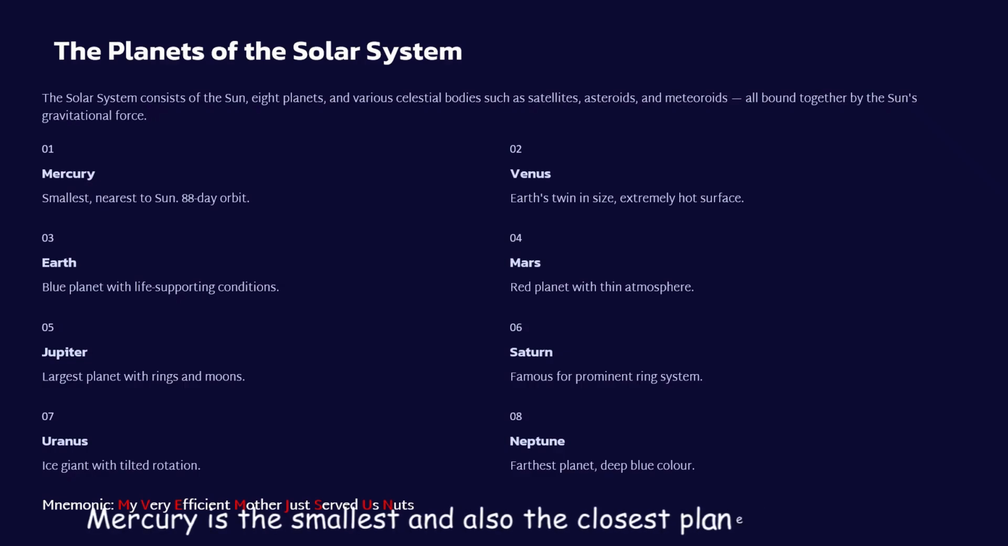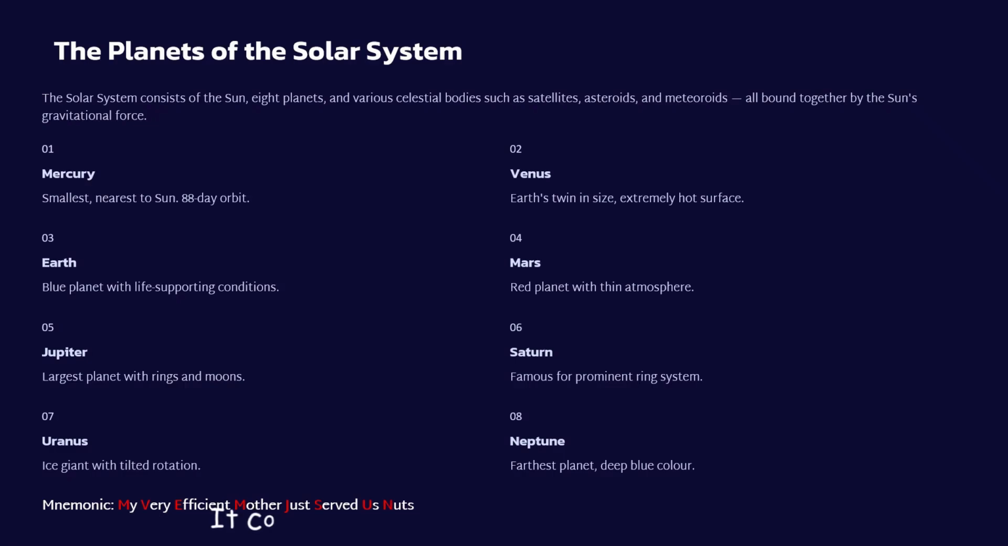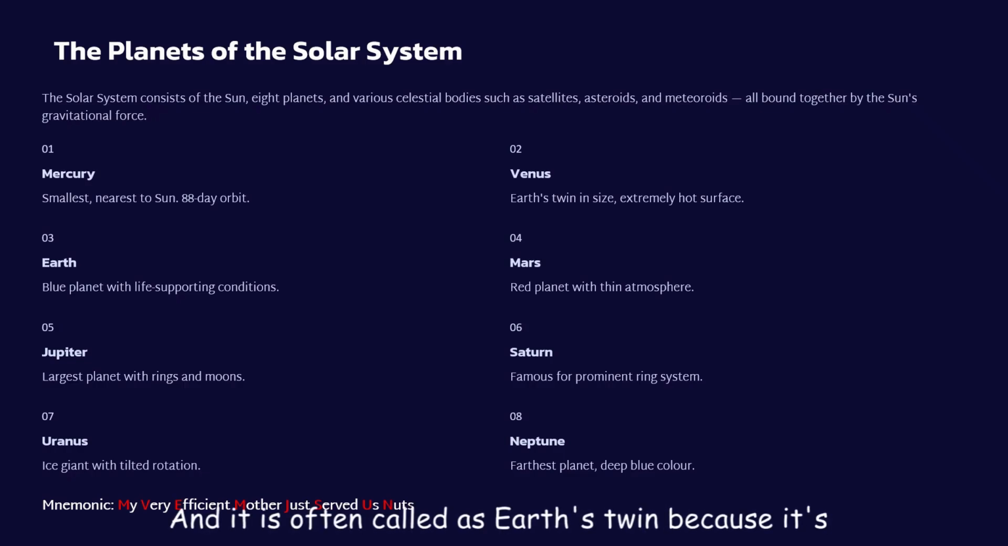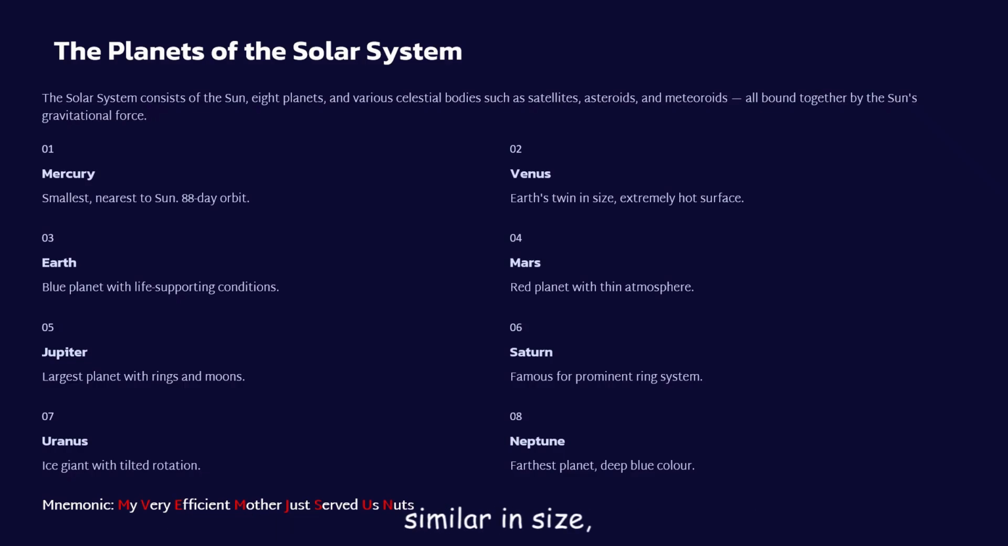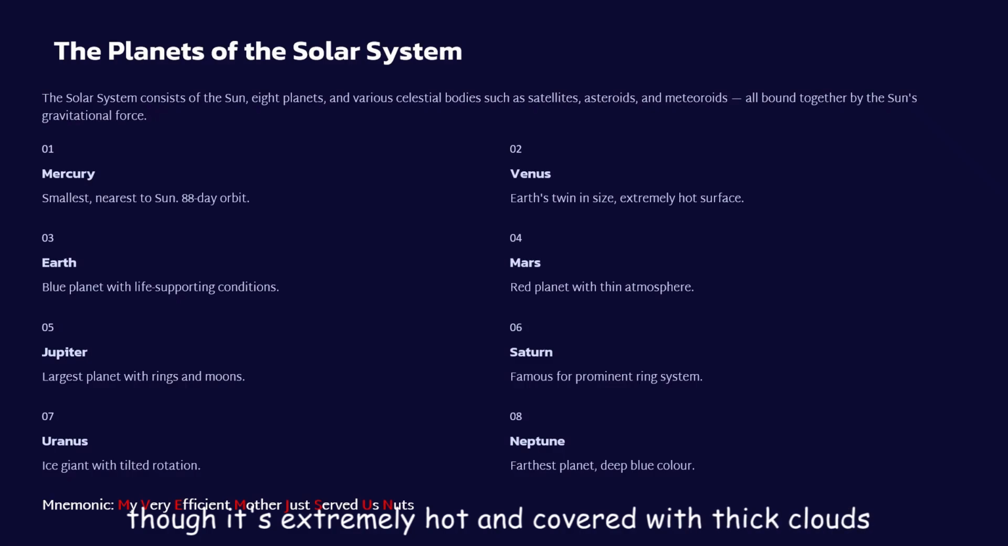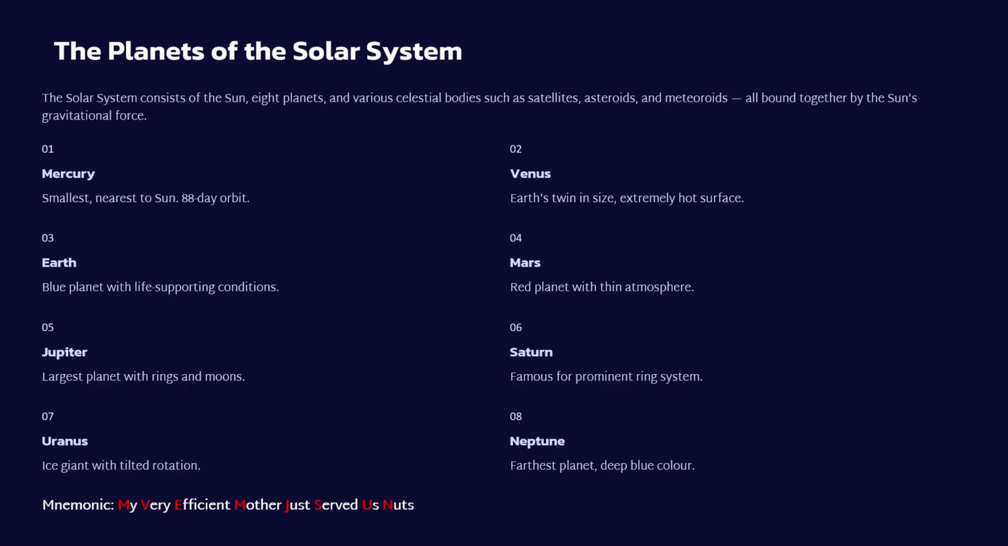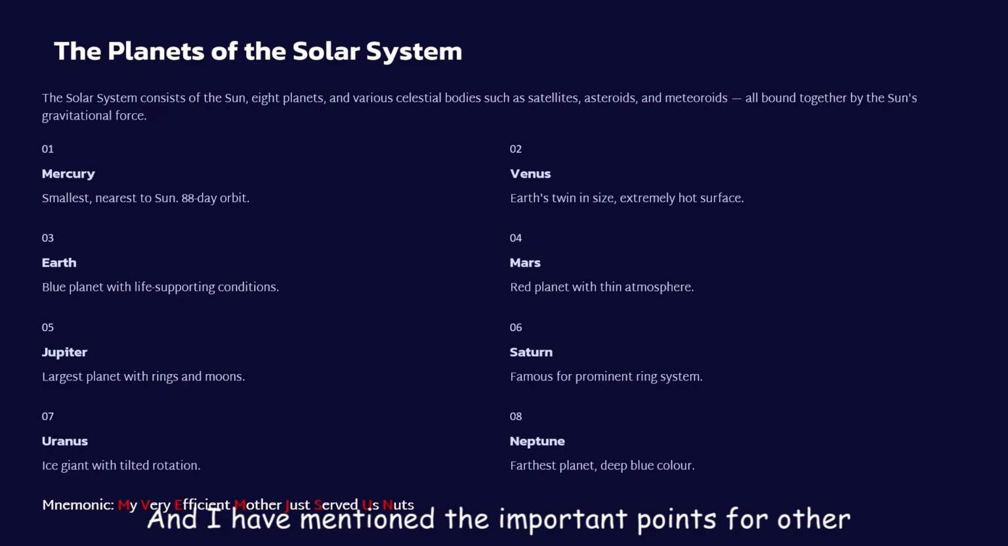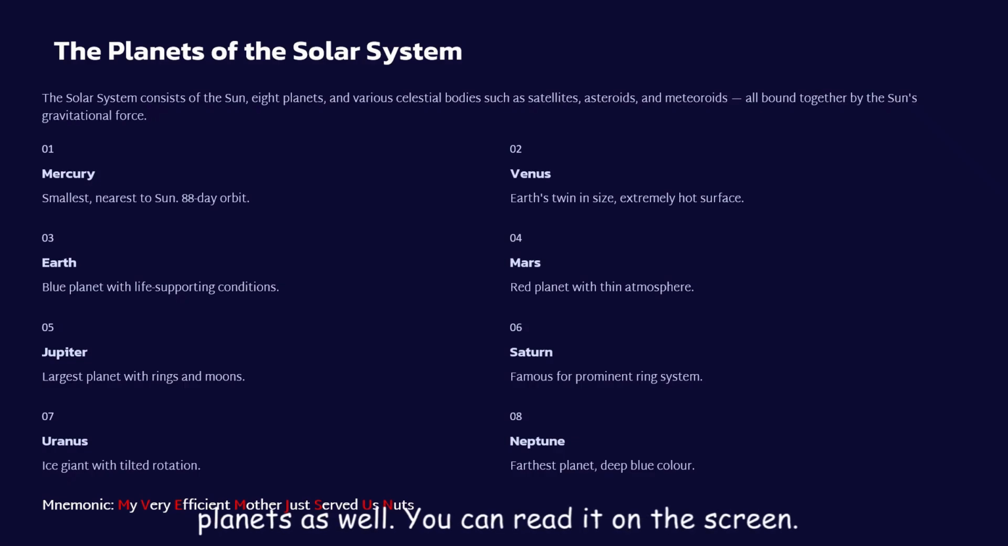Now Mercury is the smallest and also the closest planet to the sun. It completes one revolution in just 88 days. Venus is the next closest planet to the sun, and it is often called Earth's twin because it's similar in size, though it's extremely hot and covered with thick clouds of carbon dioxide. And I have mentioned the important points for other planets as well. You can read it on the screen.